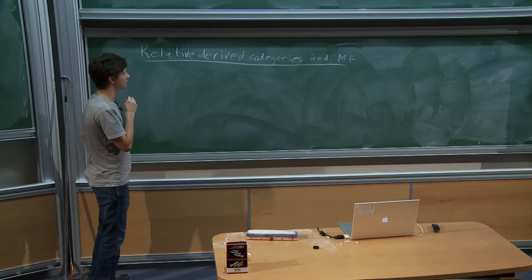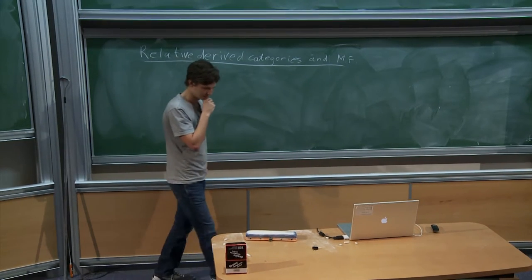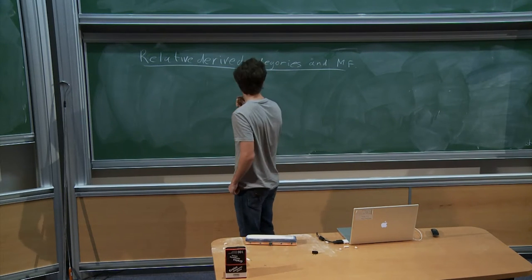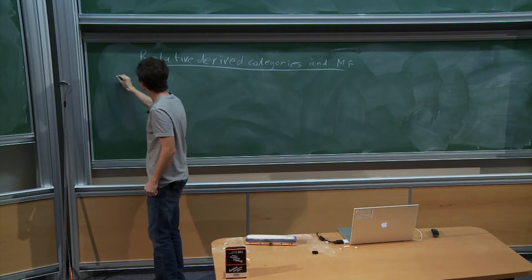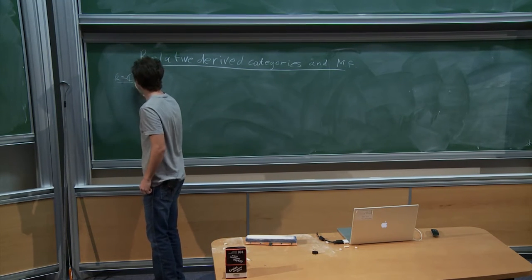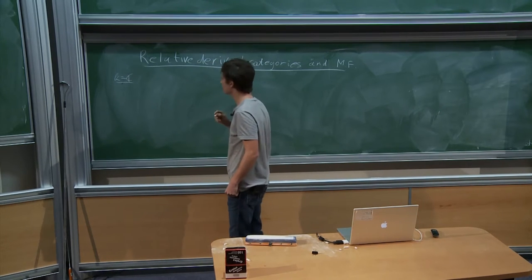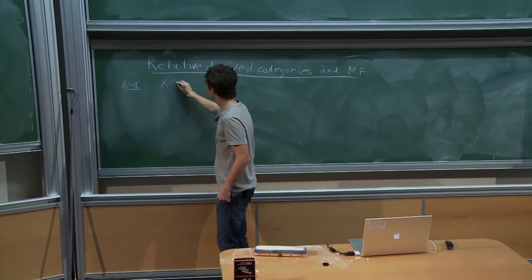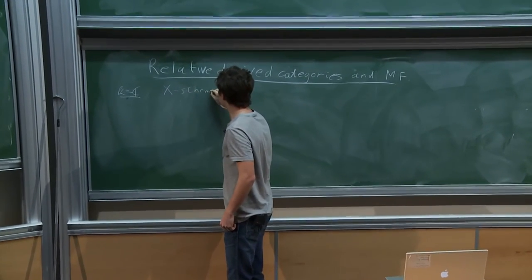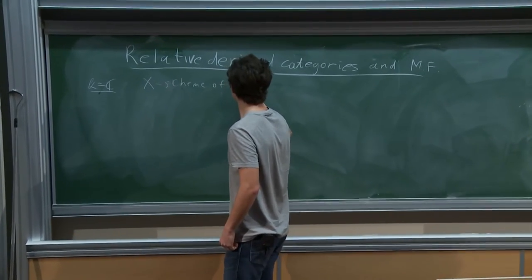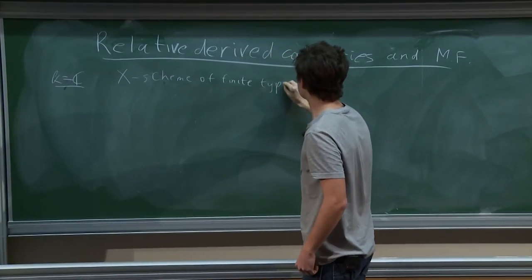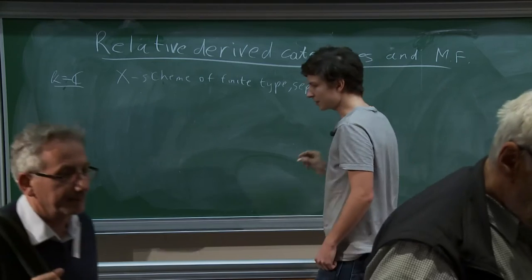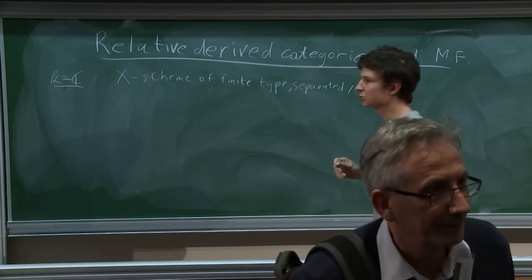I will speak about different versions of derived categories which are related to singularities and so on. I will start. Let's for simplicity fix a basic field to be the complex numbers. And I recall that the schemes which we will consider will be of finite type, separated over K. And you may just assume it to be quasi-projective.